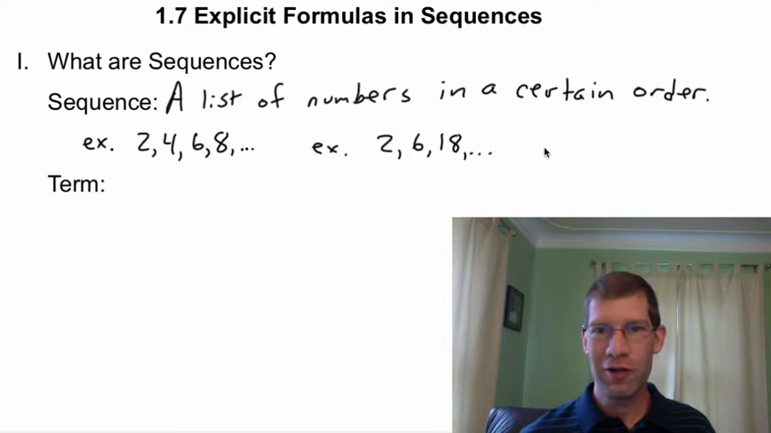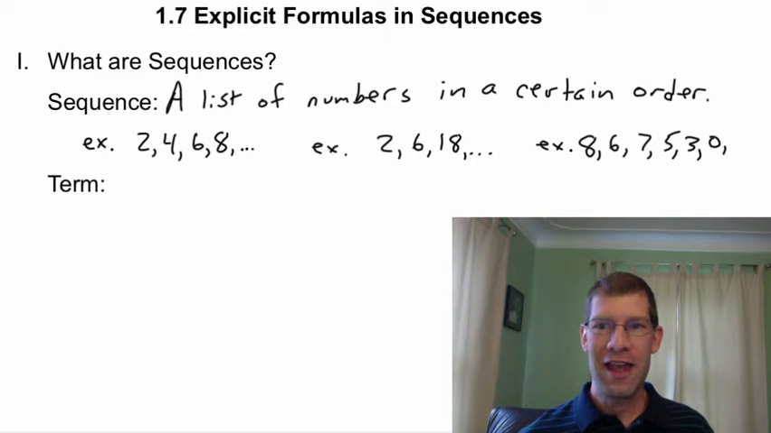Or there could be a pattern that's a lot harder for some people to get. Something like 8, 6, 7, 5, 3, 0, and if you know the song, it's Jenny's phone number, so the next one would be 9. I don't know what you do with the dot, dot, dot. But anyway, it's just a bunch of numbers in a certain order.